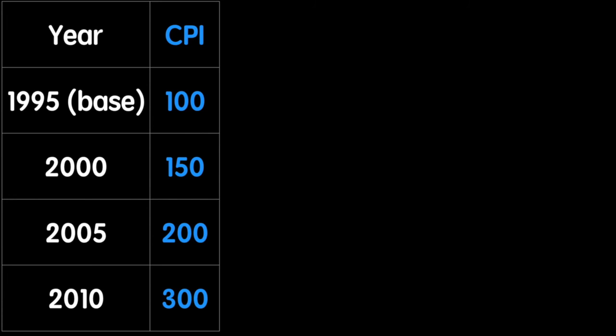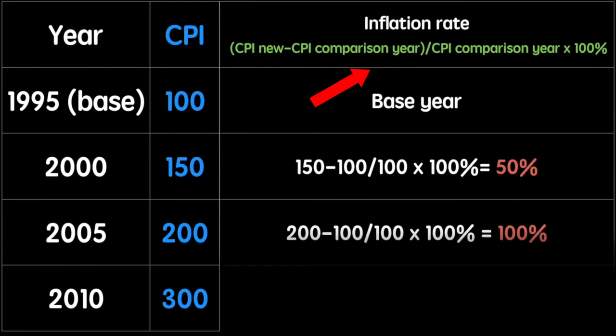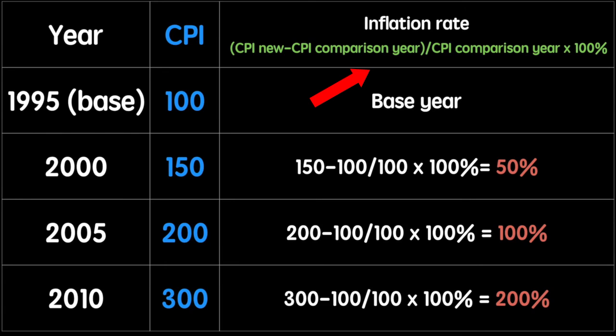year of 1995. When calculating the inflation rate, it's vital that you subtract the CPI of the comparison year from the CPI of the new year and then divide by the value of the comparison year. And it's far more common to see year on year comparisons of inflation as well as monthly comparisons. The information provided in this slide is just to act as an illustration.